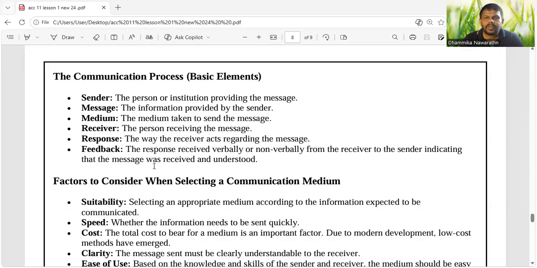That is the response. If you get the idea well, then you can write your exam papers well. Then you can have more marks or fewer marks if you do not listen correctly. Then the feedback: the response received verbally or non-verbally from the receiver to the sender indicating that the message was received and understood. Yes, you can send me a thumbs up or tell me that you understood. These things are feedback. And another thing, if all of you get good marks in your exam, that is also feedback. Okay, response is response also.